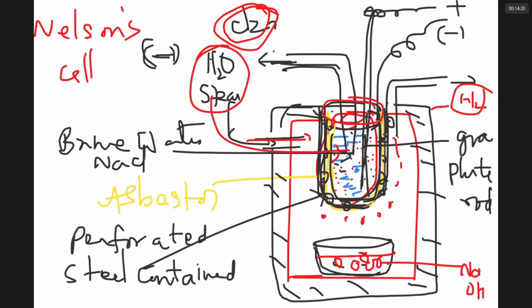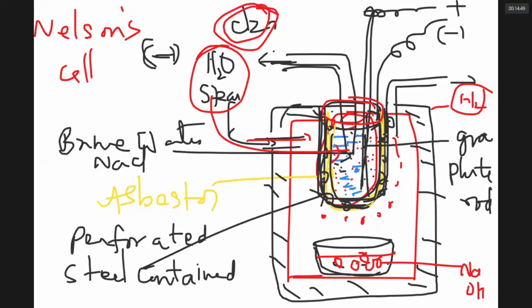What is the raw material? Salt water, otherwise called as brine solution. What is the cathode? A steel container that has perforations. What is anode? Anode is a graphite rod. This is Nelson's cell. More or less, brine solution is electrolyzed in other cells also, but we don't discuss them in detail. Are we clear how to prepare chlorine, sir?